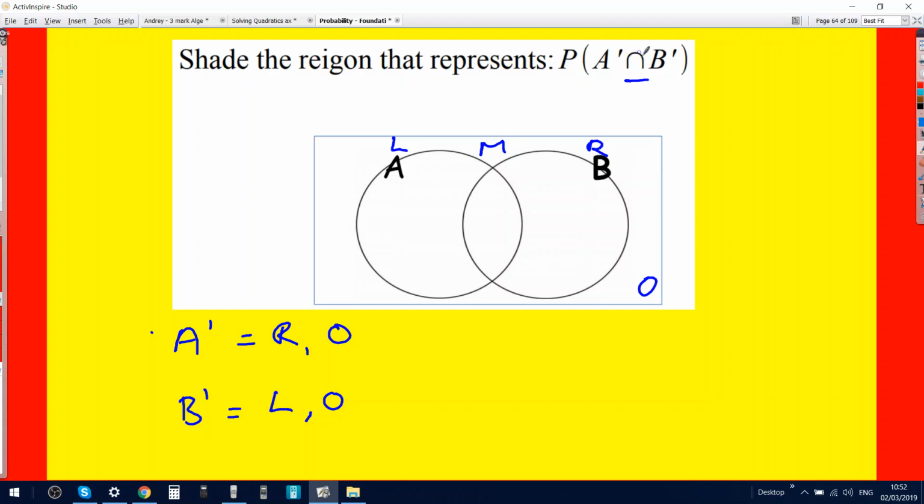What does this symbol mean? Both. So what region is in both not A and not B? Yep, okay, so that's the one you shade: the outside.